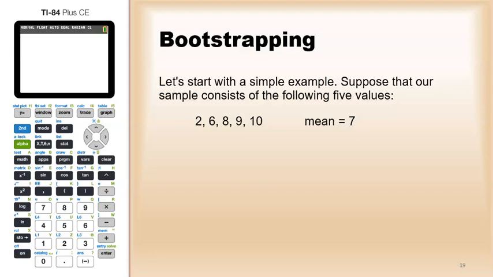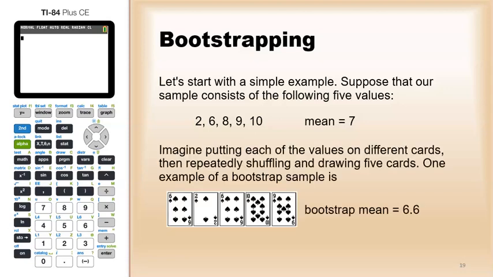Suppose our sample had 5 values, 2, 6, 8, 9, and 10, which altogether comes out to be a mean of 7. Now, imagine putting each of those values on different cards, shuffle those cards, and then draw. One example of a bootstrap sample would be 6, 2, 6, 10, 9. So you see that the 6 occurred twice. The 8 didn't occur at all. But this new bootstrap mean is 6.6.